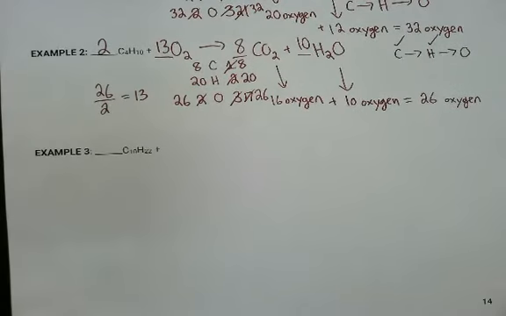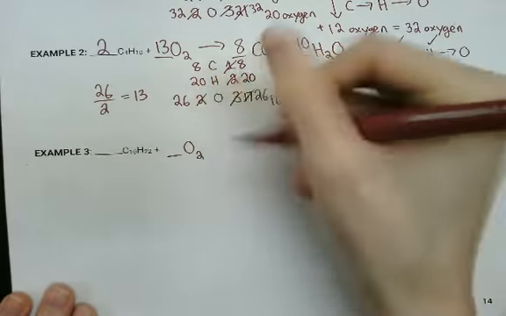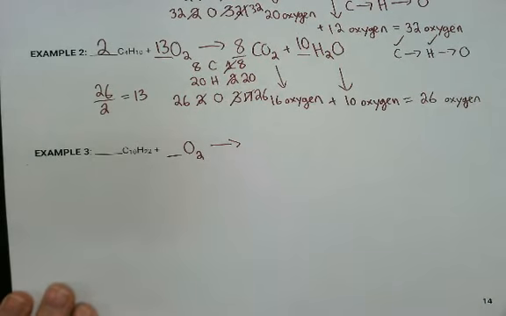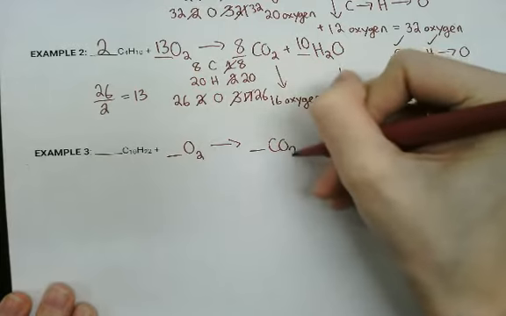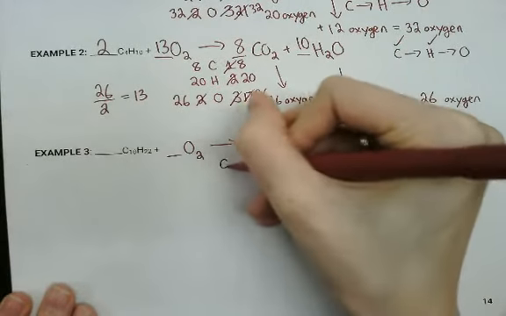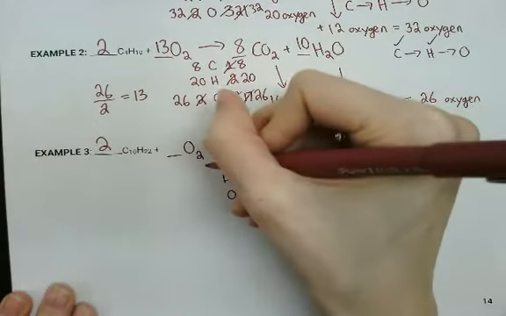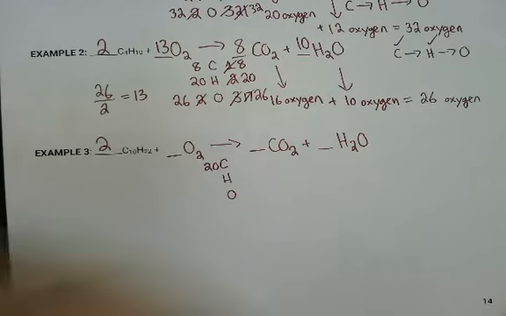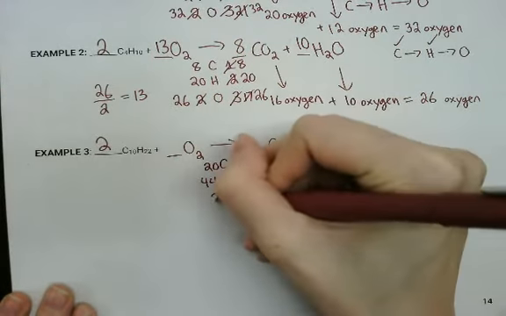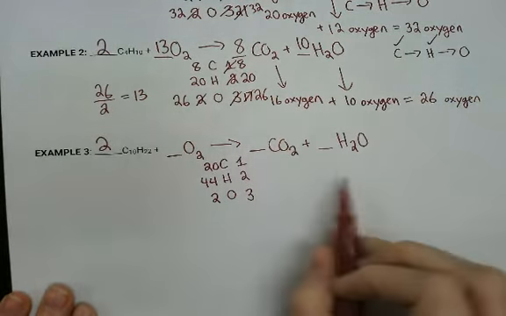Okay. And our final example here, example 3. Again, we have this hydrocarbon. We're going to make sure we add our other reactant, oxygen, and our products, CO2 and H2O. I'm going to list my elements under here and place a 2 in front of my hydrocarbon. Every time. Just place a 2 there. It makes it easier on your life. So we have 20 carbon, 44 hydrogen, and 2 oxygen on this side. 1 carbon, 2 hydrogen, and 3 oxygen on this side.